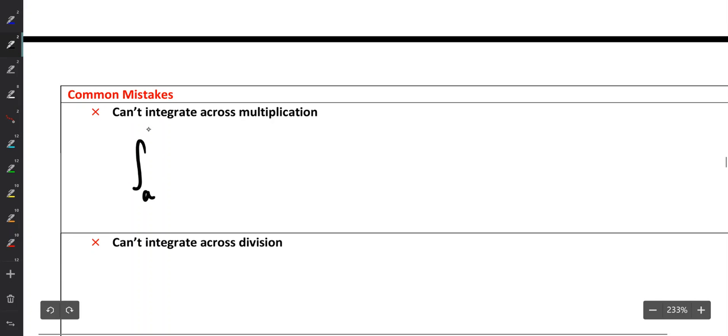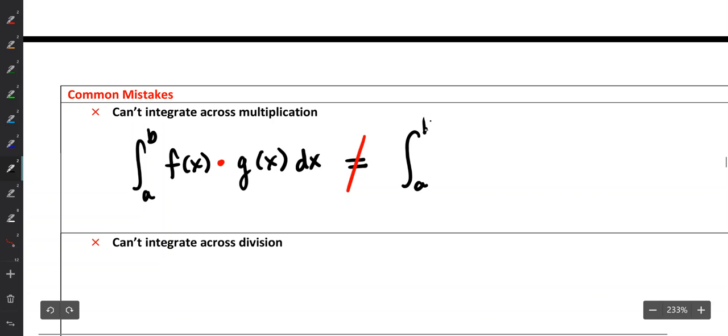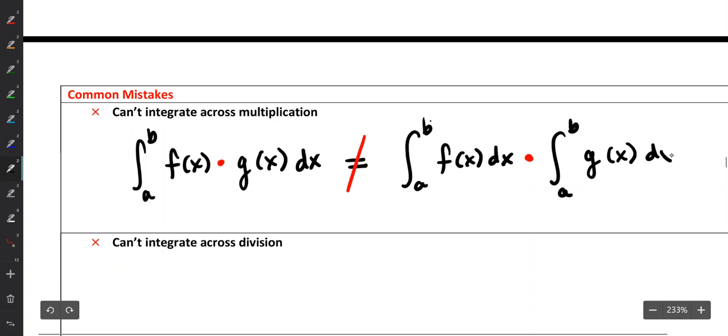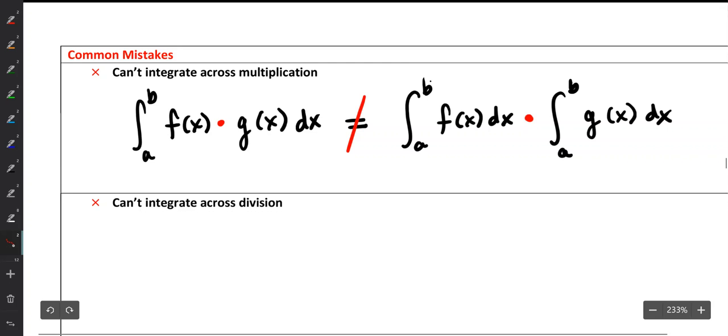This is not true. The integral of f of x times g of x. Man, would it be nice if this were true. This is not equal to go find the area under the curve f and then multiply it by the area under g. Big time no. It will happen to you in your Calc 2, but that's pretty common.